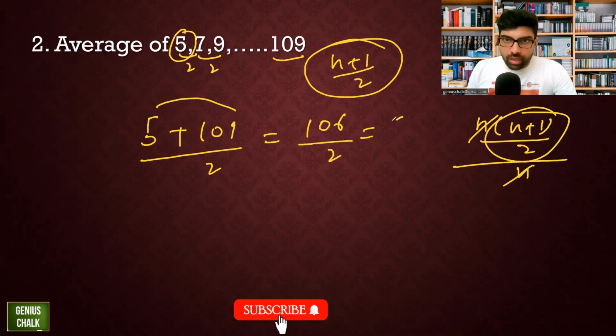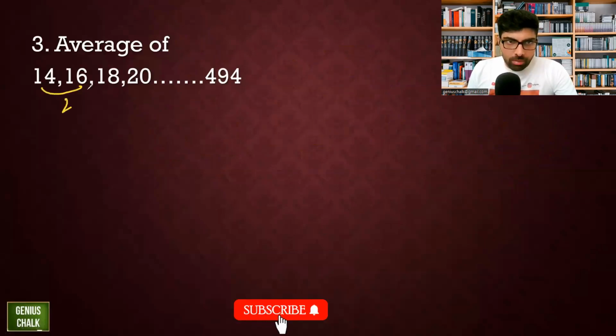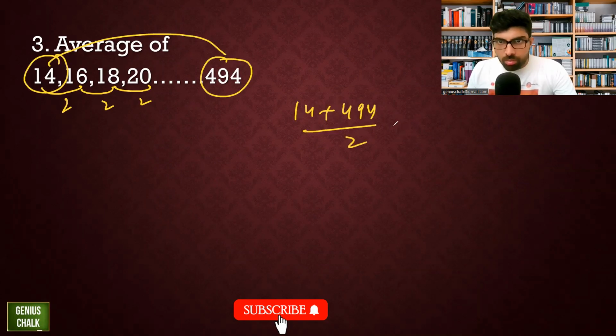106 by 2. That is coming out to be 53. This is my answer. Next is the average of this same difference. So the average will be, always remember, first plus last by 2. If first and last are not given, then second and second last will be given. So take second plus second last by 2. So what is this?